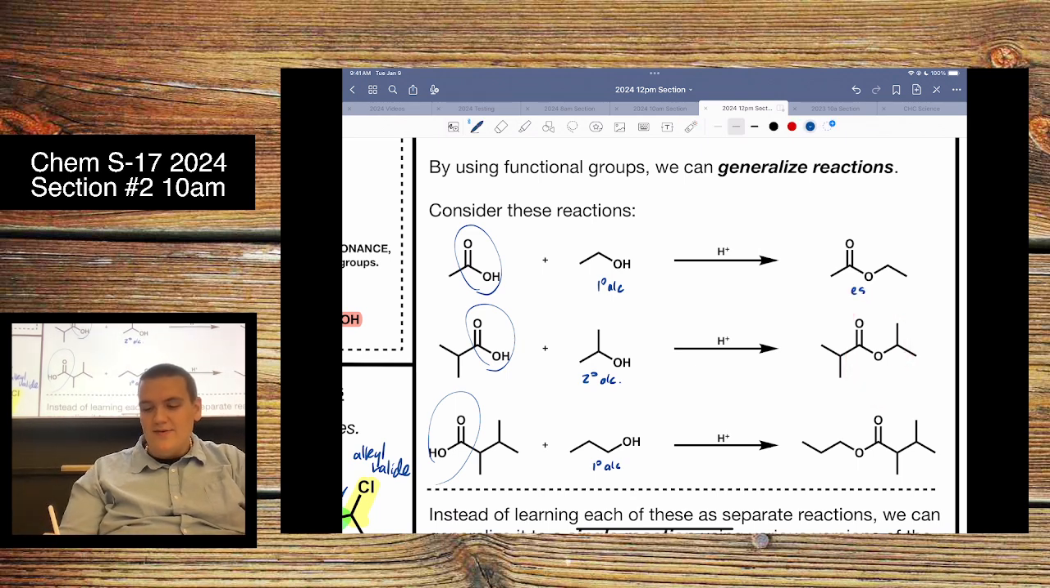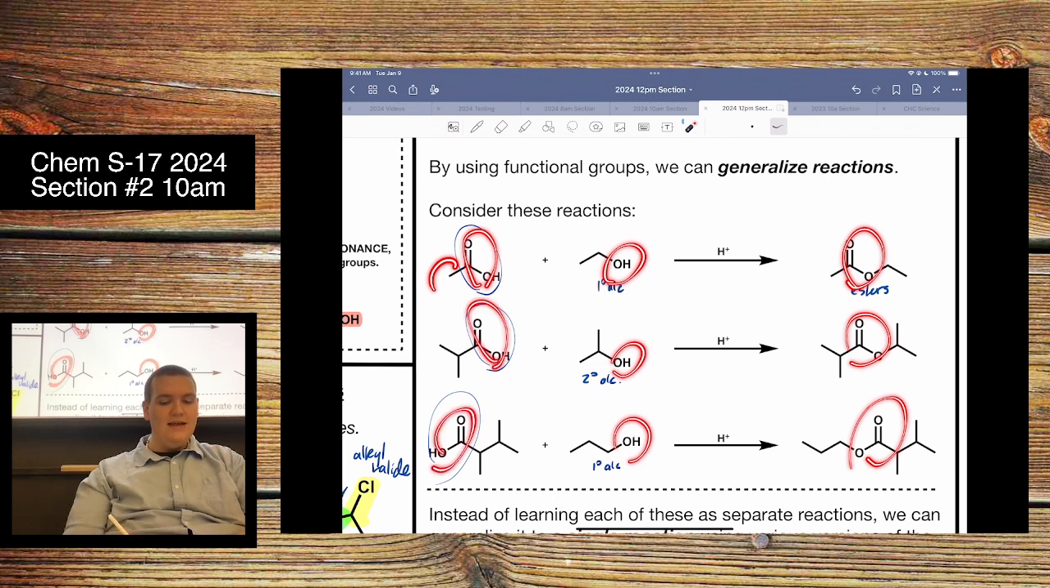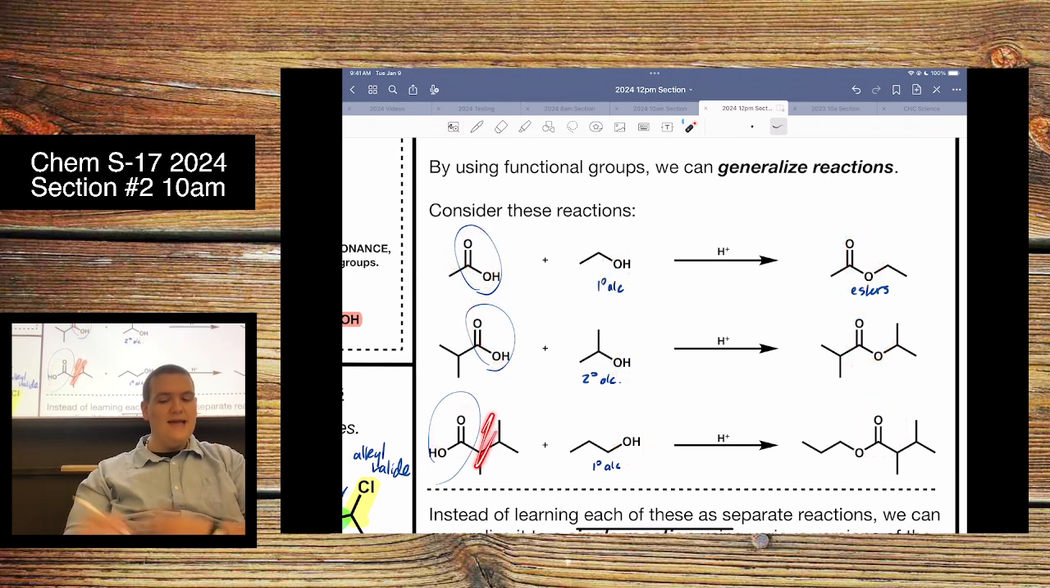So these are all esters. And do you see how the functional groups are the most important things? They're kind of how the molecule is reacting, and everything else is just a side chain. This just stays over here. This just stays over here. And this just stays over here. Those parts of the molecule aren't doing the reaction. Only these functional groups are.